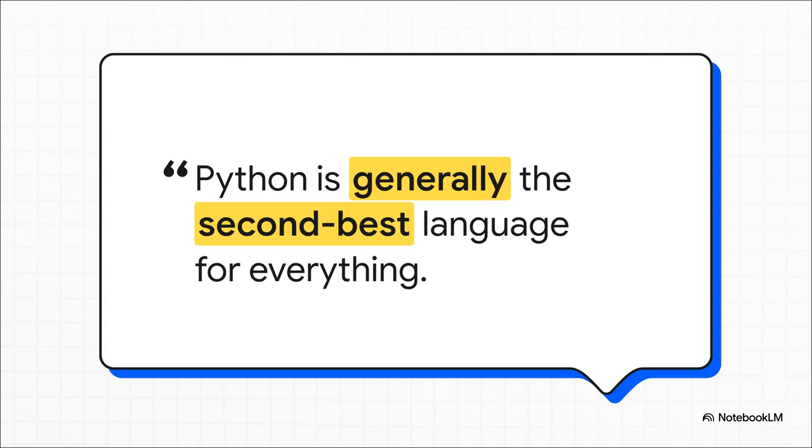I love this quote because it just perfectly sums up Python's power. It might not be the number one absolute best at any single thing, but its incredible flexibility and the fact that it's pretty good at everything makes it the king of data science. It was popularized by Google, it's easy for beginners to pick up, and it has this massive ecosystem of libraries like NumPy, Pandas, and scikit-learn that do a ton of the heavy lifting for you.